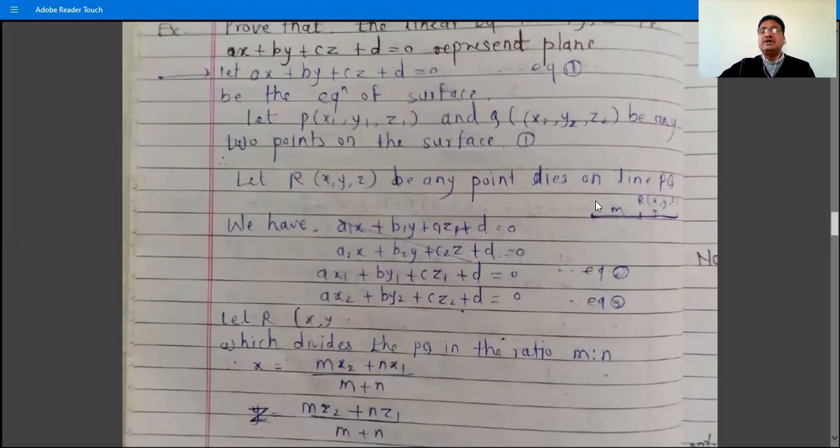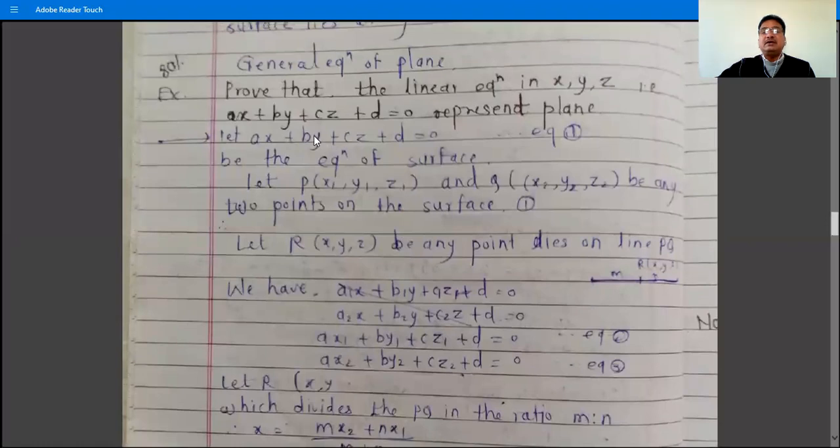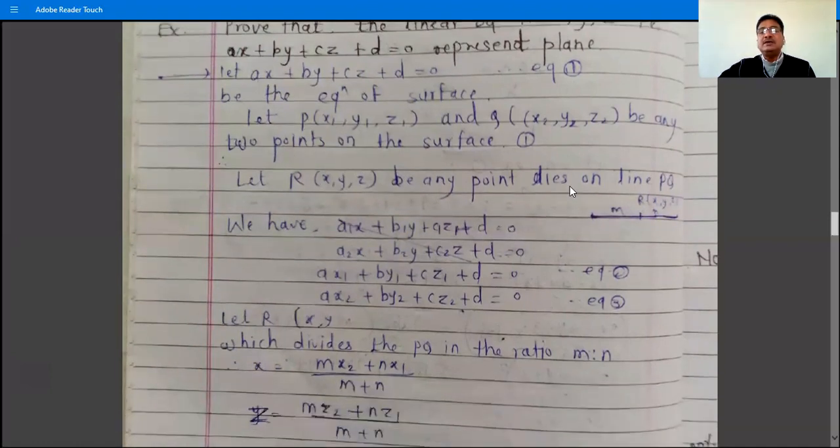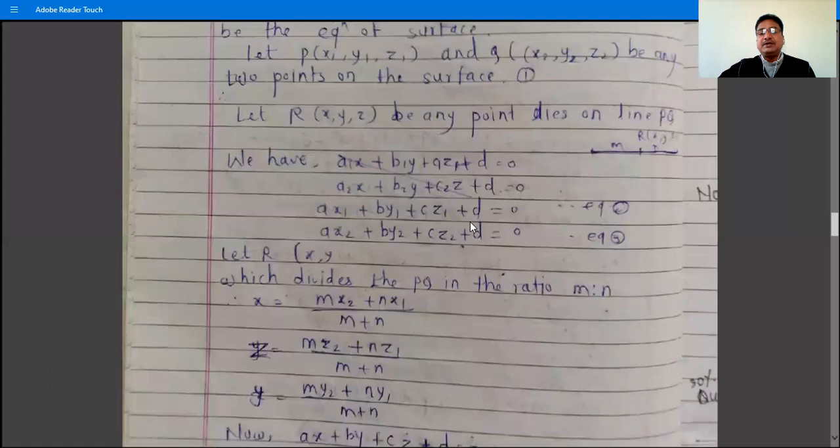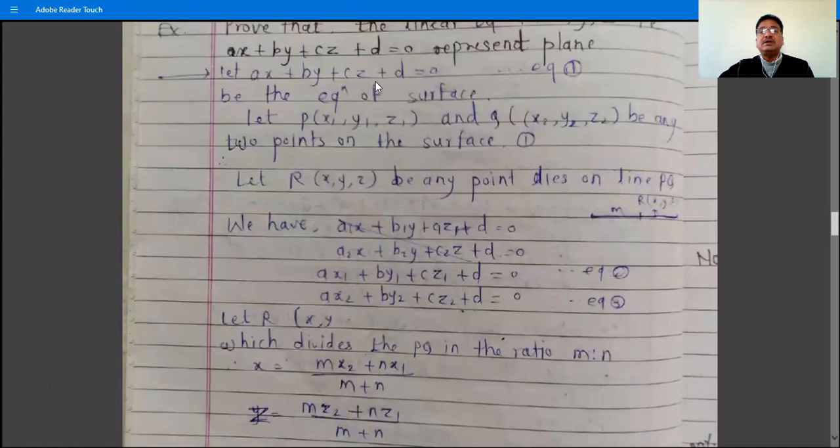And now we have to show this R lies on the surface ax plus by plus cz plus d is equal to 0. So we have to show this point lies on this surface, meaning the coordinates of this point satisfy this equation. So first we will find the coordinates of this point R. R is any point on the line PQ. Suppose this point R divides the line PQ in the ratio m is to l. Now these points P and Q lie on the surface ax plus by plus cz plus d is equal to 0, and therefore these two points satisfy this equation.